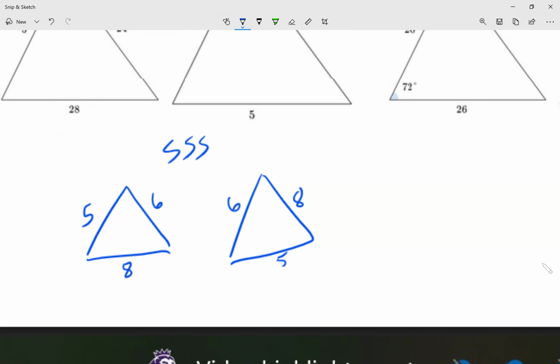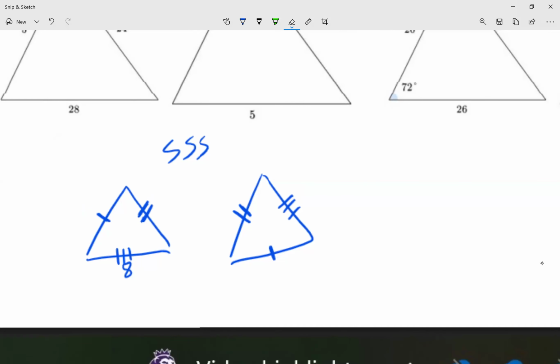Now, sometimes I will mark them instead. Instead of writing the number 5, I'm going to mark the side 5 with this other side the same way. So notice I do one slash. 6, I'm going to do two slashes on 6, and I'm going to do two slashes on 6 here. And then the 8, I'm going to do three slashes on 8 and three slashes here. So you should not see the numbers.